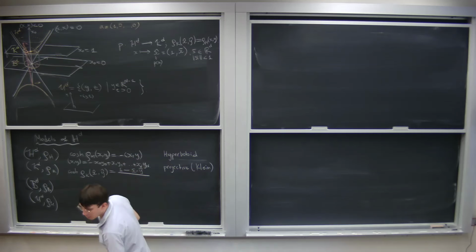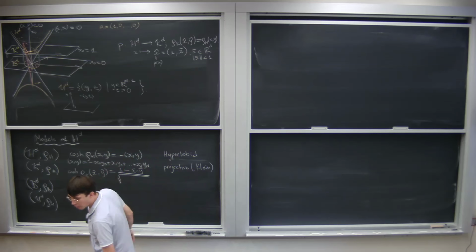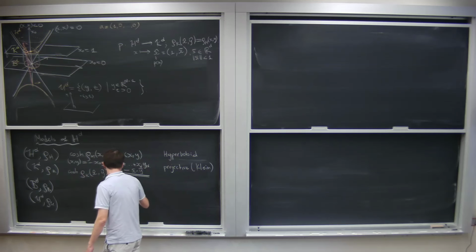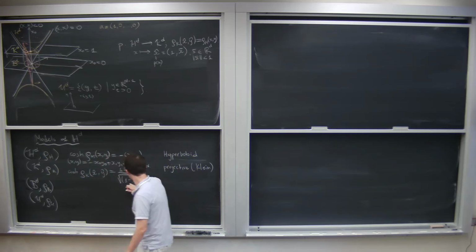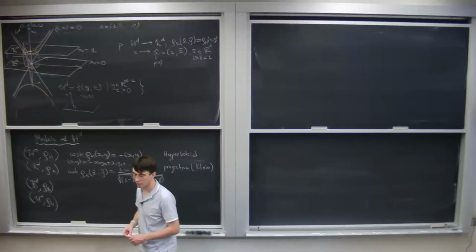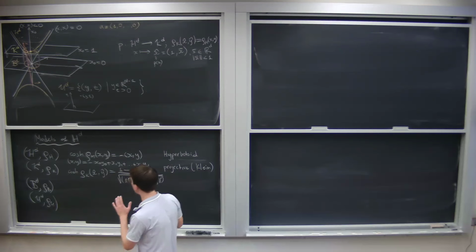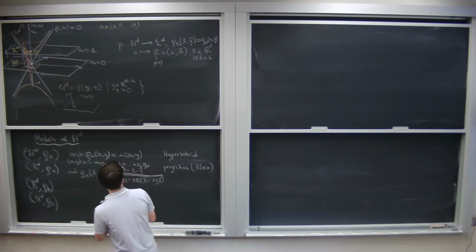And the denominator is the square root of 1 minus, and this is also the Euclidean norm, 1 minus the square of the Euclidean norm of x bar, and the same for y bar. Yeah, so that's the formula for the Klein model.